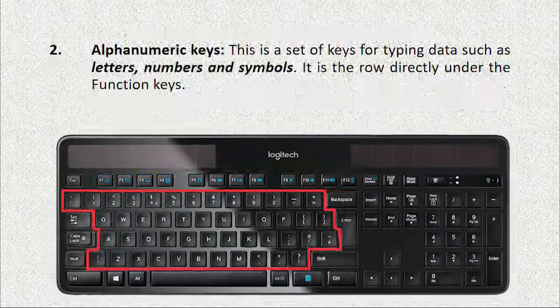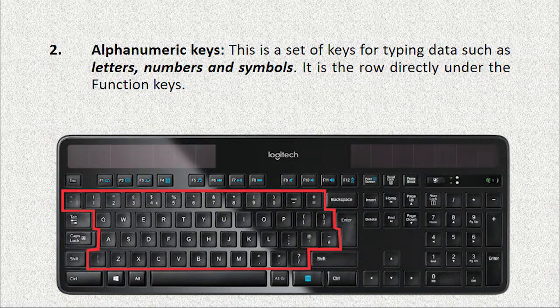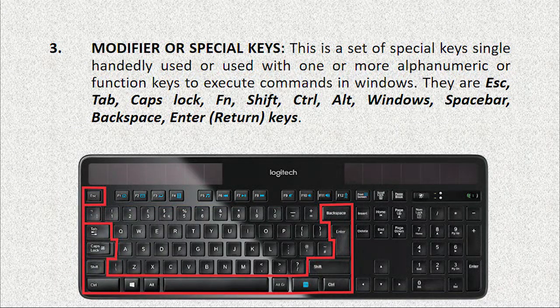2. Alphanumeric keys. This is a set of keys for typing data such as letters, numbers, and symbols. It is the row directly under the function keys. 3. Modifier or special keys.